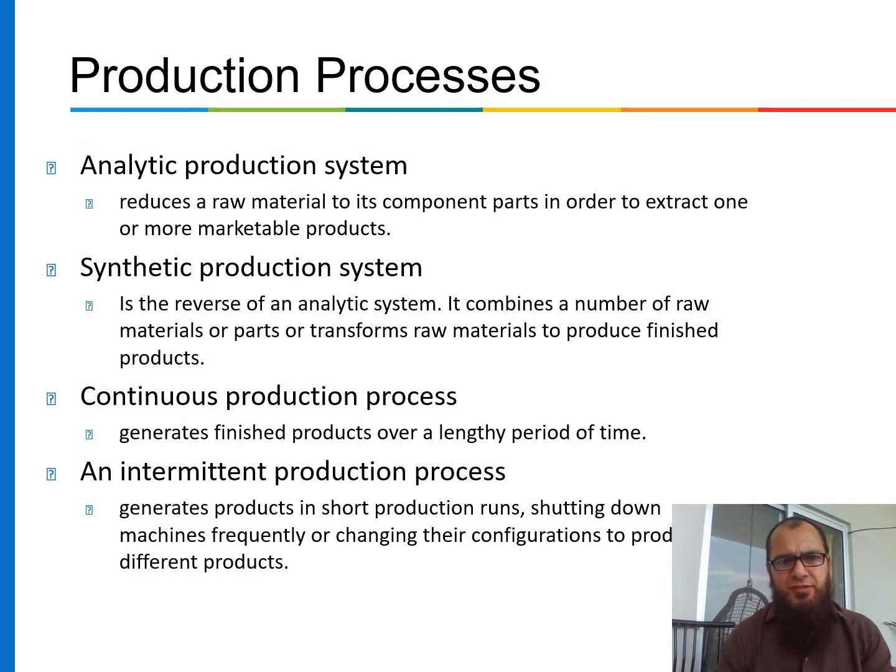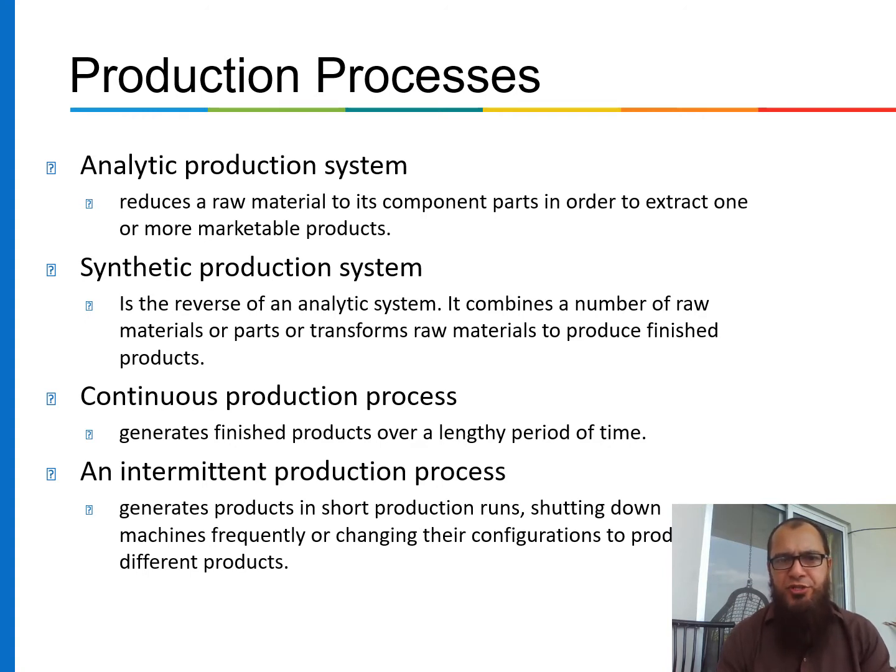Production processes. Number 1, analytical production system. It reduces a raw material to its component parts in order to extract one or more marketable products. Synthetic production system is the reverse of the analytic system. It combines a number of raw materials or parts, or transforms raw materials, to produce finished products.